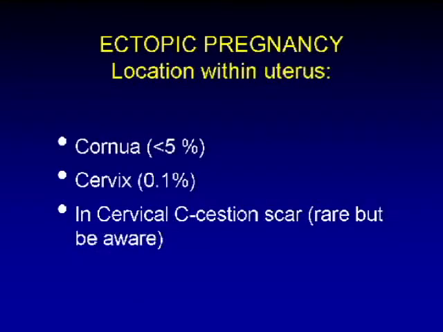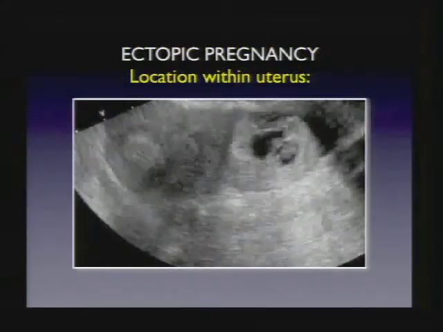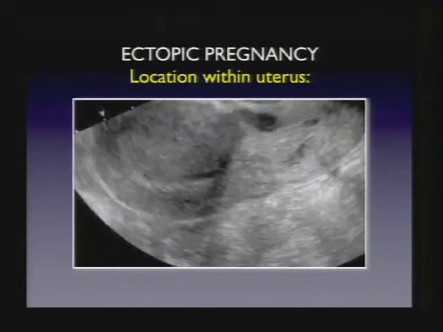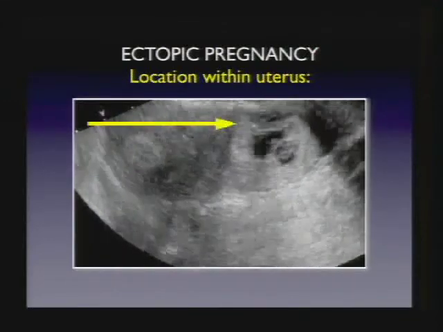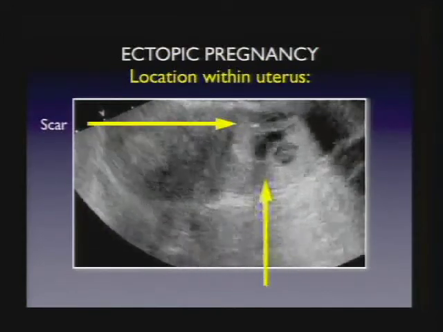You can also have an ectopic pregnancy within the uterus, a cornual interstitial ectopic pregnancy, which is also rare, less than 5%, but it does happen, within the cervix, and within the cervical C-section scar. Very rare, but we need to be aware of this, because all of those ectopic pregnancies have just as detrimental effects as the extrauterine ectopic pregnancies. Here's an example of a very unusual ectopic pregnancy within the C-section scar. It's a longitudinal endovaginal view of the uterus, and you see the scar anteriorly and a pregnancy within the C-section scar.